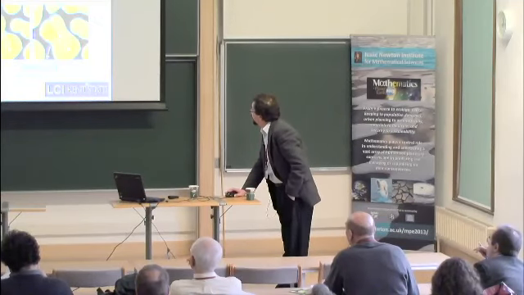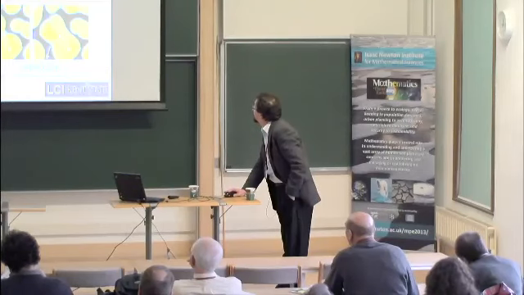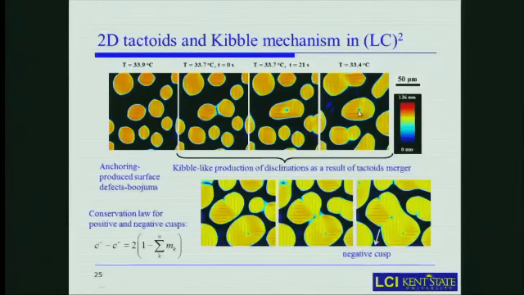Then you can continue the experiment further and further, and you would observe that not only tectoids with just one defect might form, you might observe tectoids with two defects.